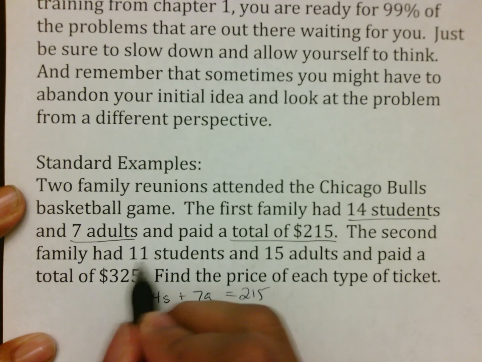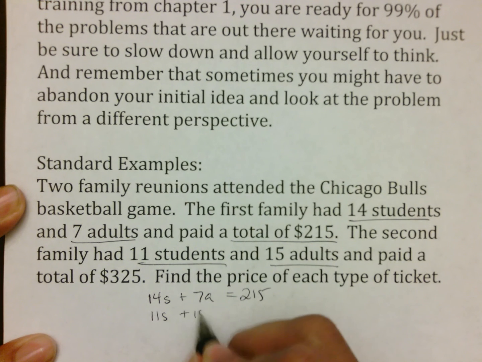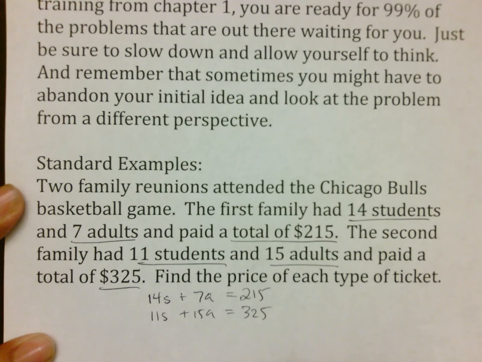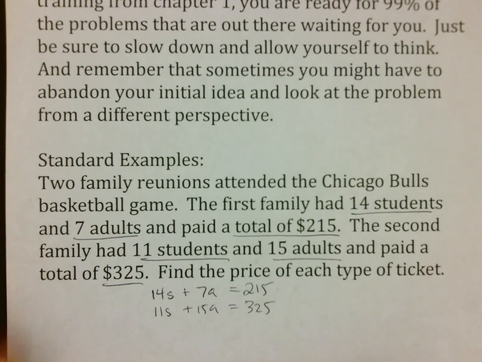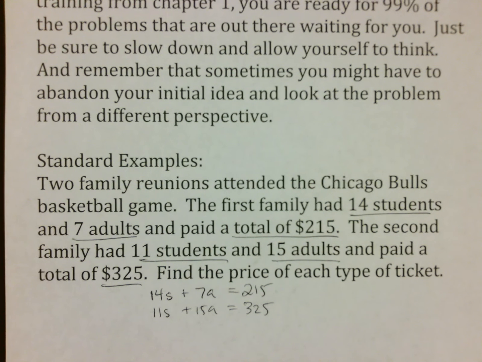And then looking at family number 2, it had 11 students and 15 adults and paid a total of $325. Of course, right there, and you don't need to write it, we would multiply 11 up, 14 down, and solve using the elimination that we learned in chapters 6.2 and 6.3, or it's actually 6.3. So if you're having an issue with elimination, go back and fix that. But at least if you know how to set it up, you have the potential to actually answer that question the way you need to. All right.